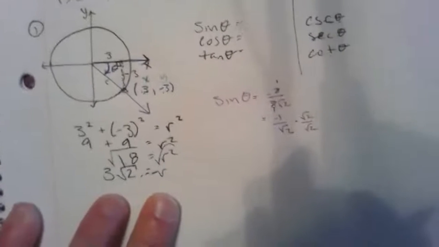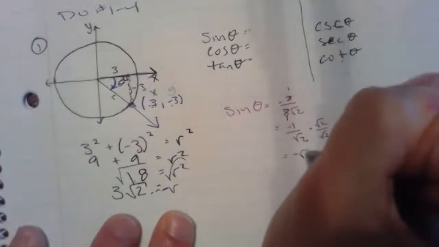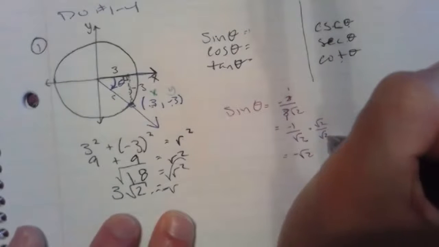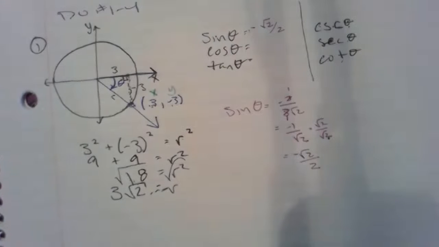We need to rationalize the denominator. -1 times rad 2 is negative rad 2. Rad 2 times rad 2 is 2. So my sine is negative rad 2 over 2. Okay, let's see what happens with cosine.